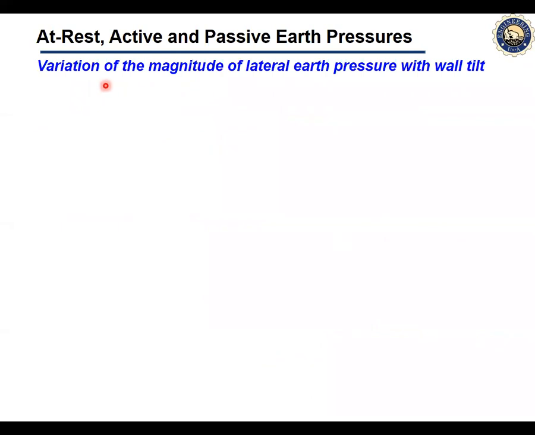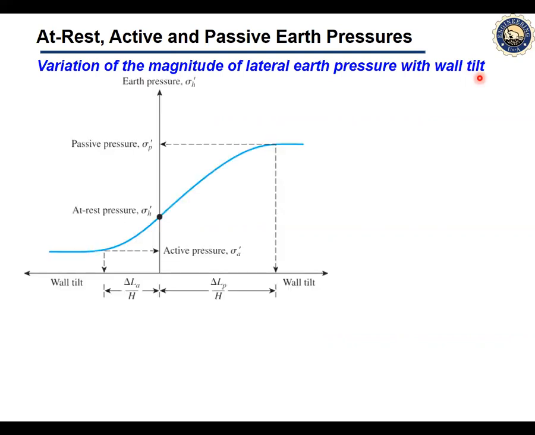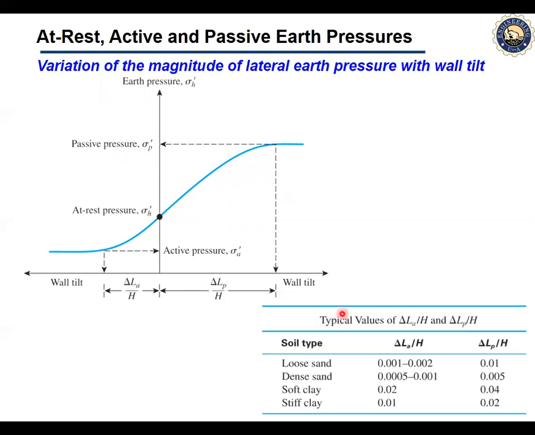If we want to see the variation of the magnitude of lateral earth pressure with wall tilt, it is basically like this. This is the earth pressure distribution. When it is at zero, where there is no wall tilt, this is the at rest earth pressure. When it is going down, this is the active pressure, and when it is going up, the wall is moving towards the soil, then it's the passive earth pressure. These are the typical recommended values for delta LA over H and delta LP over H for different types of soil.